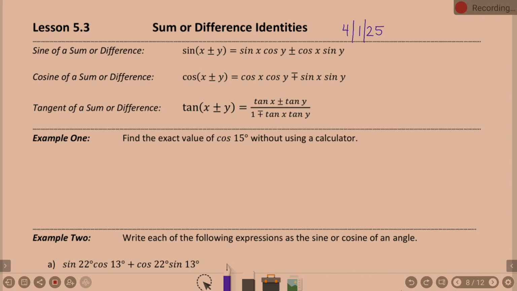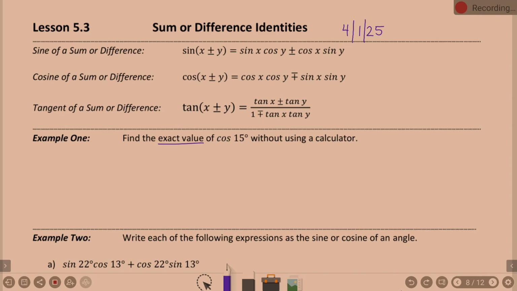So in example 1, they ask us to find the exact value of cosine of 15 degrees without using a calculator. So exact value, I'm looking for fractions, square roots, things like what's in our reference chart. I'm not looking for the decimal. I'm not looking for what the calculator gives me. Yes, I could get this on the calculator, but that's not what I'm looking for.